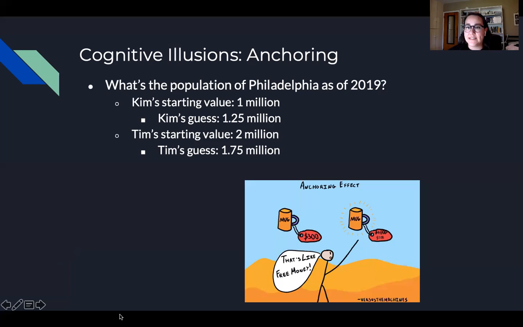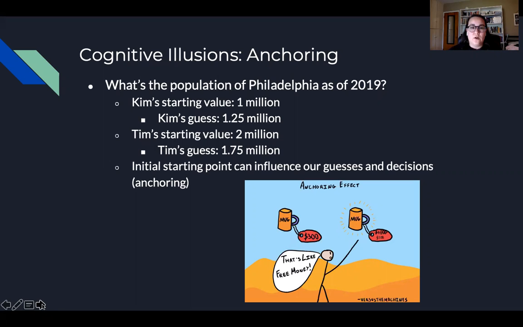And Kim and Tim are stand-ins for some of the participants from the study who were given these exact starting values and did then give these estimates about Philadelphia's population. So, in other words, the anchoring effect here is their initial starting point that then influences their final estimates. The answer is actually almost 1.6 million.